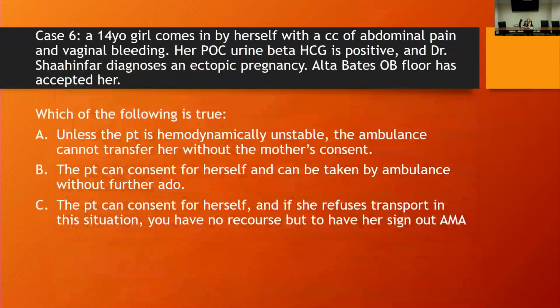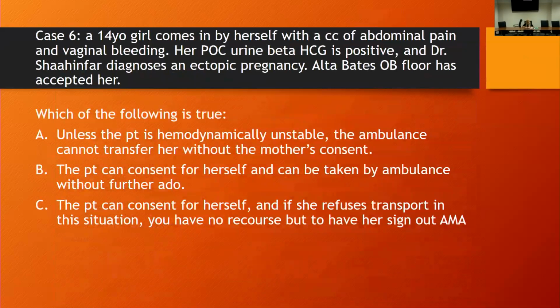Okay, a 14-year-old comes in by herself to complain of abdominal pain and vaginal bleeding. Her point of care urine beta HCG is positive, and the diagnosis is ectopic. The Alta Bates OB floor has accepted her. Which of the following is true? Unless she's hemodynamically unstable, the ambulance cannot transfer her without the mother's consent. Well, she's pregnant, so she can. It's 911, we triage anyway. The patient can consent for herself and be taken by ambulance without further ado.